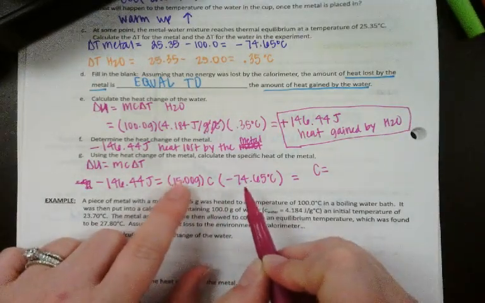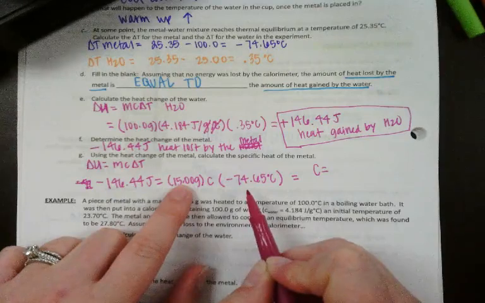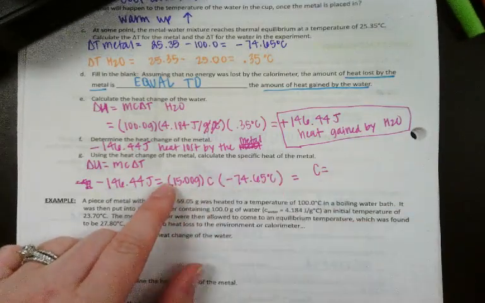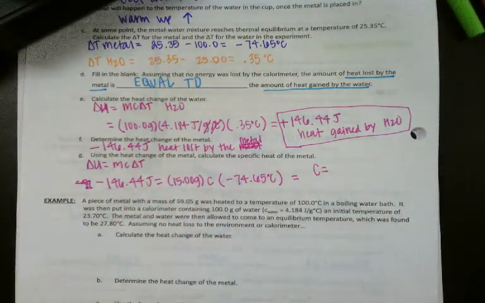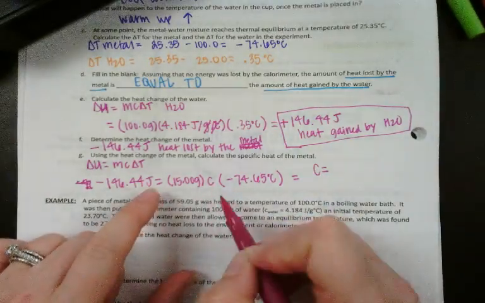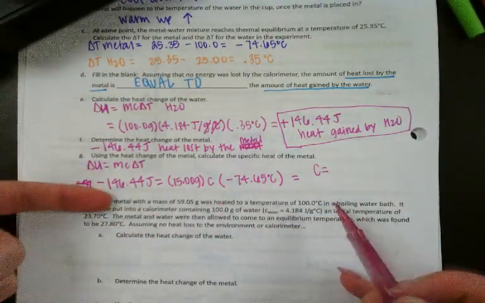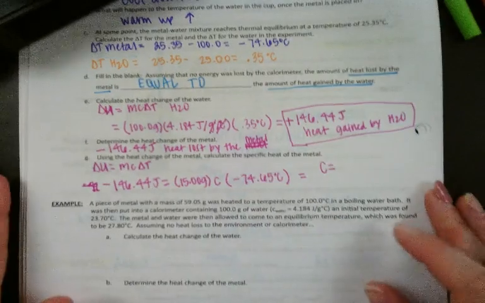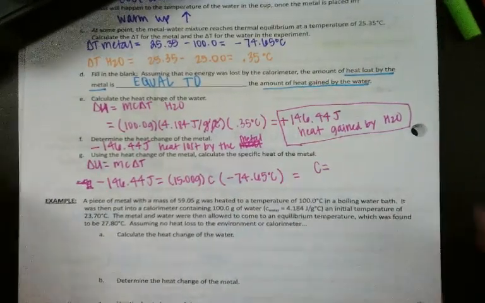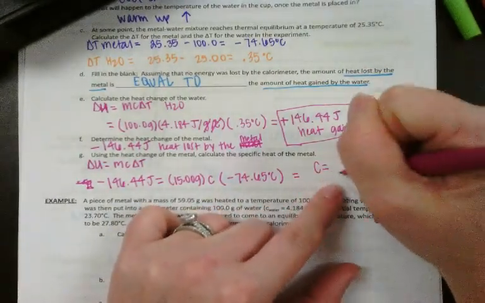Okay, you multiply these two together. You get an answer, and that's whatever number, C. You're trying to get C, so you then take that number, and you take negative 146.44 divided by that big number that you got. Yes. Oh, okay, sorry. Thought you had a question. What is it?